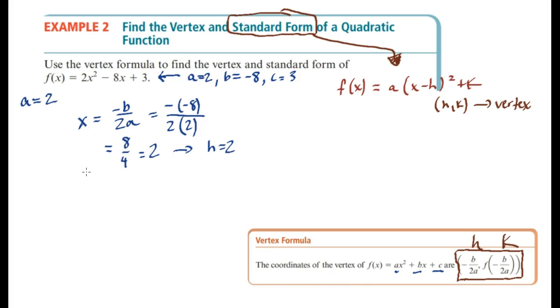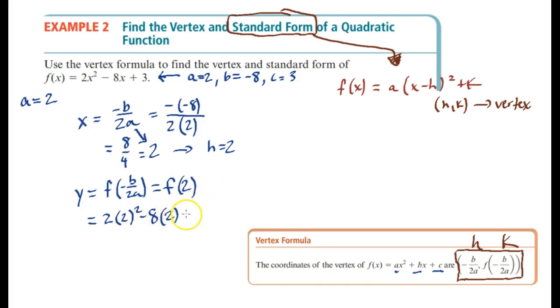And then we can also solve for our k, which is f of negative b over 2a. So we know that the y coordinate of our vertex is f of negative b over 2a. We know what negative b over 2a is. It's 2. We just found that out. So we're actually solving for f of 2. To do this, we need to plug this into our function, evaluated at 2. So this would be 2 times 2 squared minus 8 times 2 plus 3.